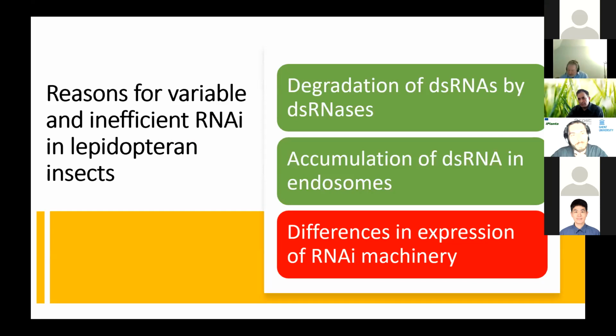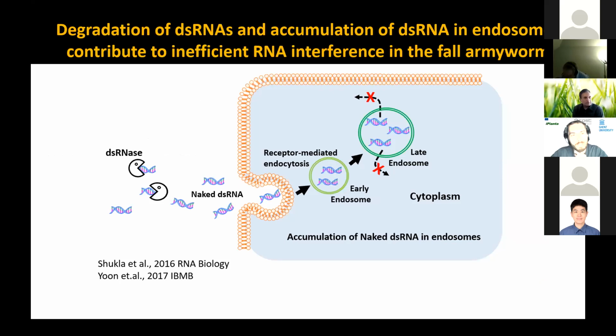And I will use some of the data from my lab to show how we think that the top 2 are the main reasons, and the third one is probably not an underlying mechanism for inefficient RNAi in insects, and we can overcome it using some approaches like nanotechnology. So, as you have seen from previous presentations, degradation of dsRNA by dsRNases and accumulation in the endosomes contribute to inefficient RNAi in fall armyworm. In the next couple of slides, I'll show you some of the work we have done in fall armyworm to show that indeed in this insect also that is the case, both in degrading dsRNA by dsRNases as well as its accumulation in the endosomes.